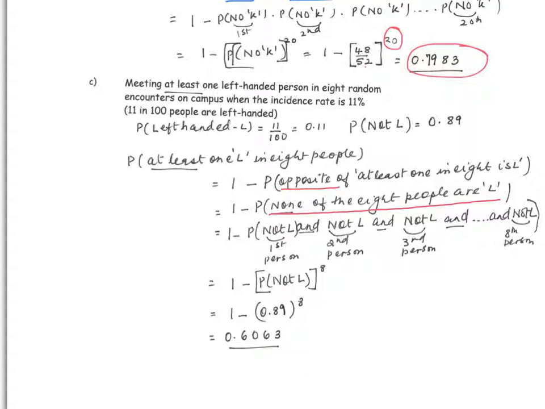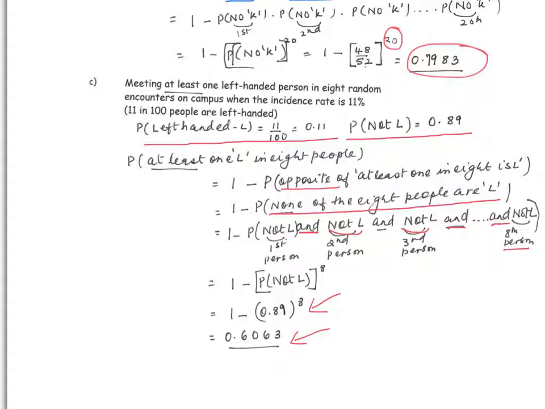So that is equal to 1 minus probability of the first person not being left-handed, the important word is and, the second not being left-handed, and the third not being left-handed, and so on, the 8th person not being left-handed. So if the probability that a person being left-handed is 0.11, then the probability that the person is not left-handed is 0.89. So we plug in the numbers, use our calculator, and get the answer.